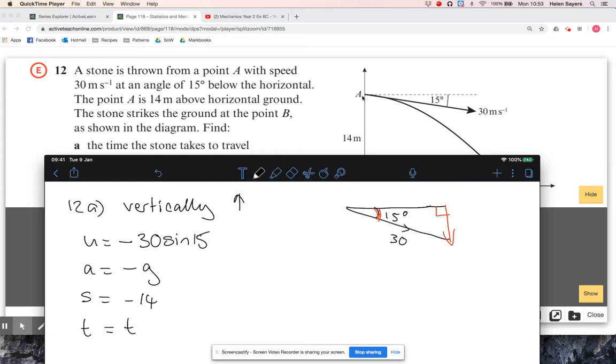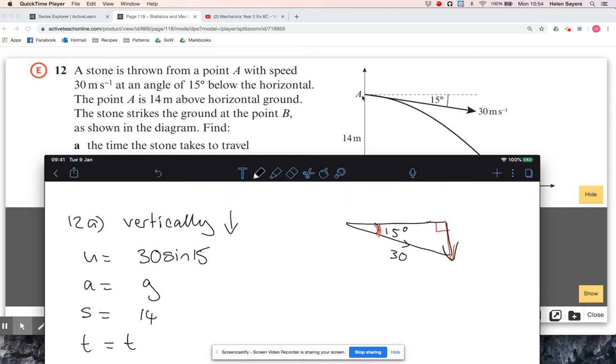Now I've written all that out, it actually makes a lot more sense to take down as positive. It's perfectly fine to stick with up, as long as you're careful with all those negatives. Rather than chopping and changing and getting confused, you might want to always take up as positive. But if I take down as positive, because all three of those things are down (gravity is working downwards, its initial velocity is downwards, its displacement is 14 meters below where it started), but you can stick with all the negatives.